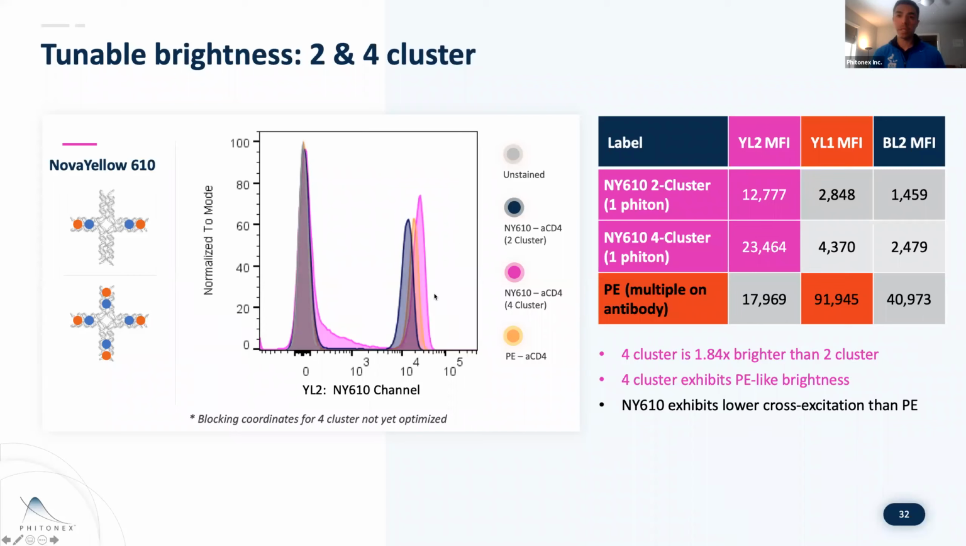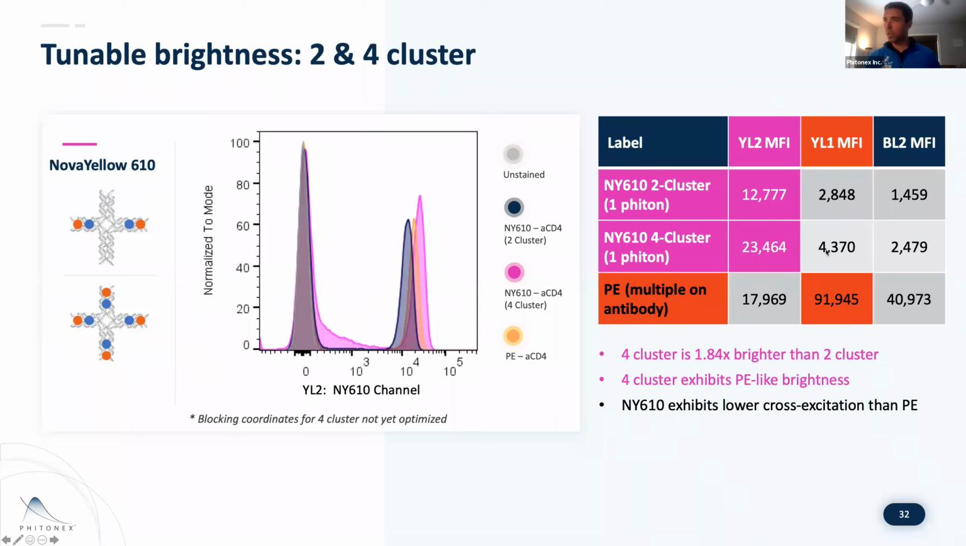And so what we did is we attempted to compare this to PE's brightness on an MFI basis in its primary detector. Remember, what we've got here is a 1 antibody and 1 phycoerythrin system, and that system is quite quantitative, because we know exactly how much dye is on it. We know there's 1 phycoerythrin, 1 antibody. In this case, we have 1 4-cluster and 1 2-cluster on 1 antibody. And so you can see we do get, again, twice as bright on an MFI basis when we think about this 4-cluster.